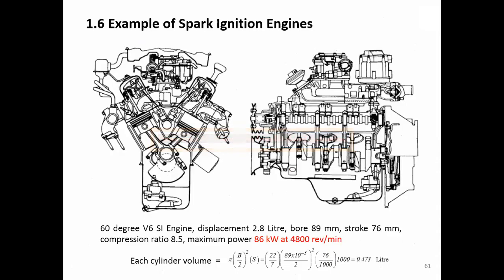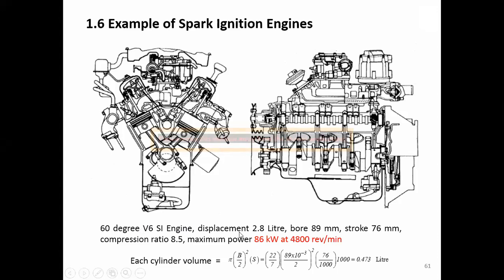Okay, this shows you an example of the spark ignition engine. I give you several pictures because I want you to know that when they specify the engine, this is the information they need to provide. First, they provide the shape of the cylinders: 60-degree V6 SI engine. This tells us it is a 6-cylinder engine and the arrangement is the V type.